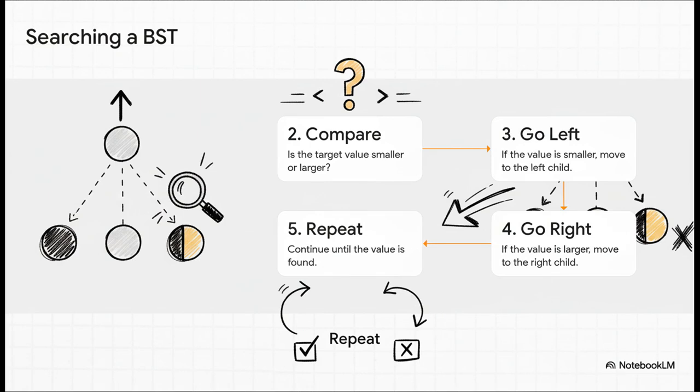So why does that ordering rule matter so much? Because it gives us a lightning-fast way to find anything. You just start at the root and ask a simple question. Is the number I'm looking for smaller or larger than this node? If it's smaller, you go left. Larger, you go right. At every single step, you get to completely ignore half the tree. This lets you zero in on what you're looking for incredibly quickly.